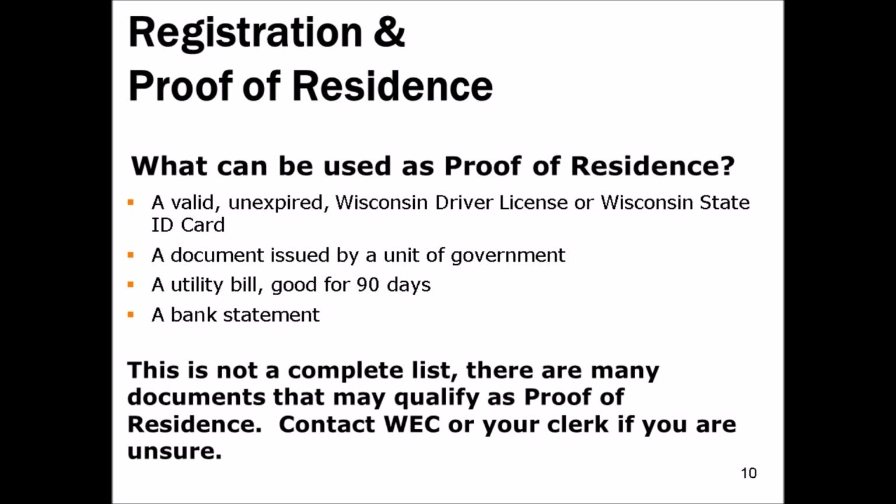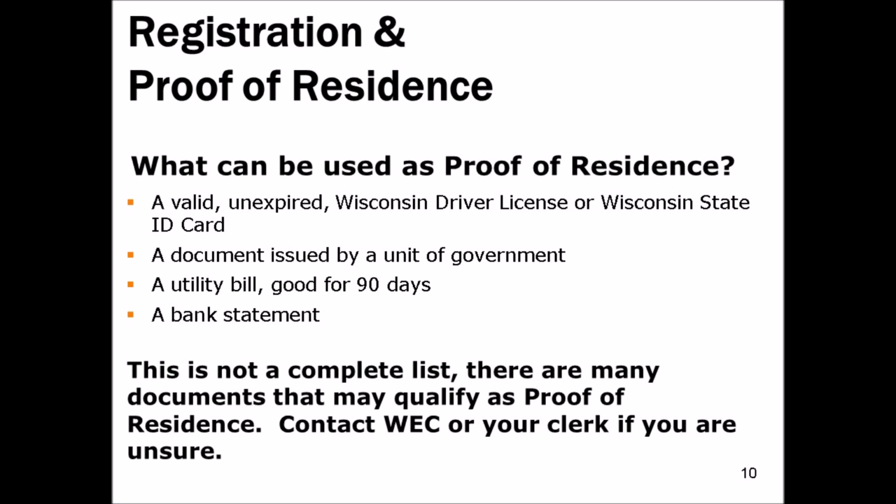All right, so now we'll get into proof of residence. When you're registering to vote, you will need to show or provide a document that proves where you live in Wisconsin. And that document is called your proof of residence. It's important to remember that proof of residence proves where you live and is only used when you're registering to vote, while proof of identification or photo ID proves who you are and is used when you're getting your ballot on election day or when you're absentee voting.